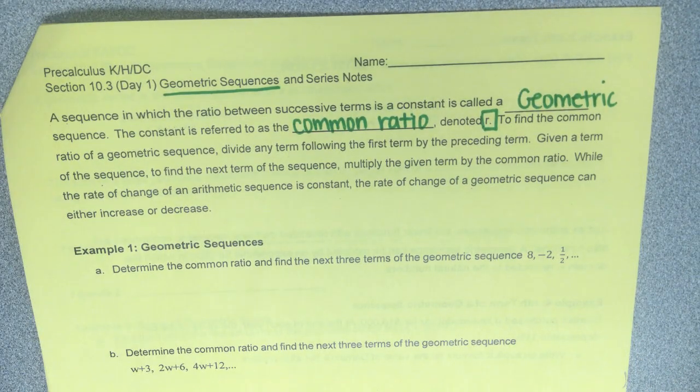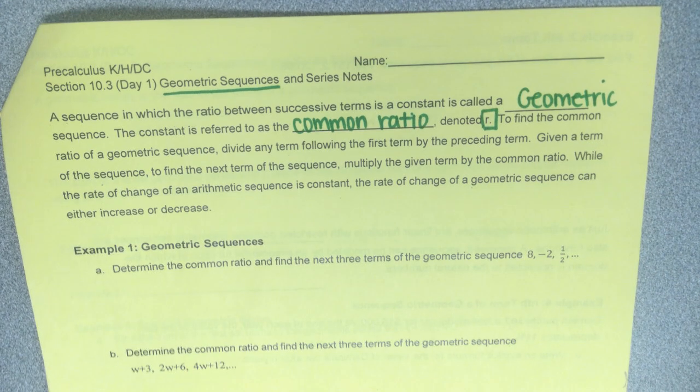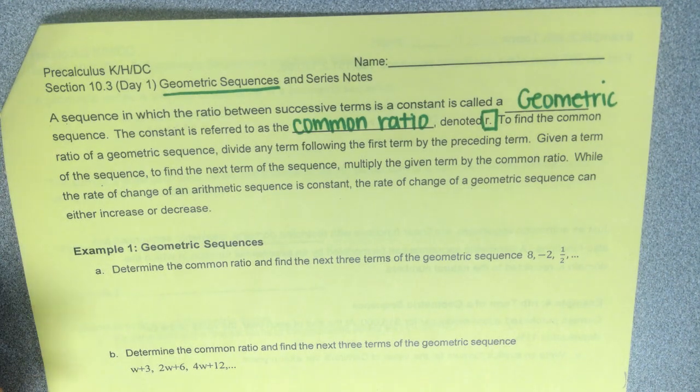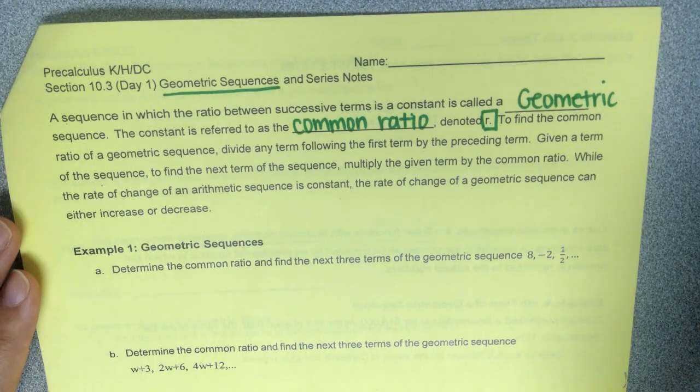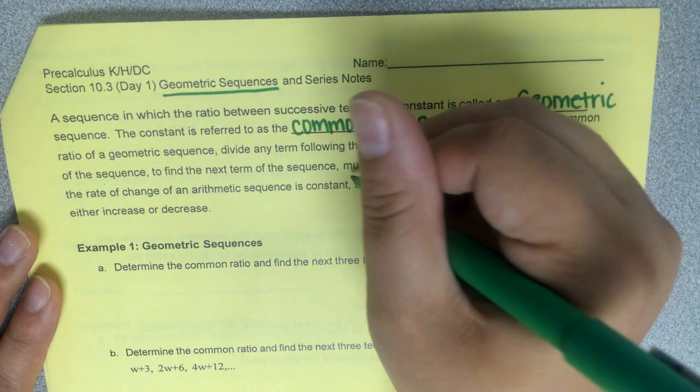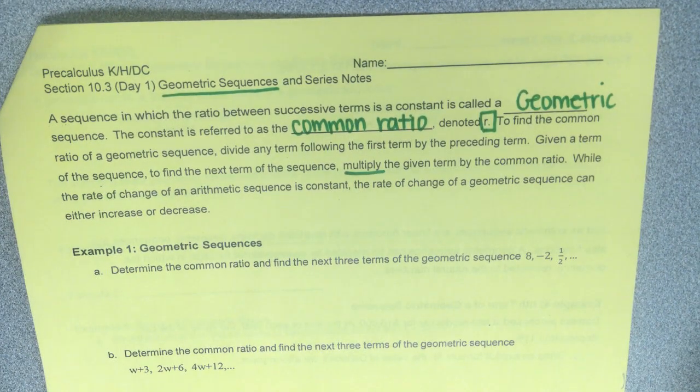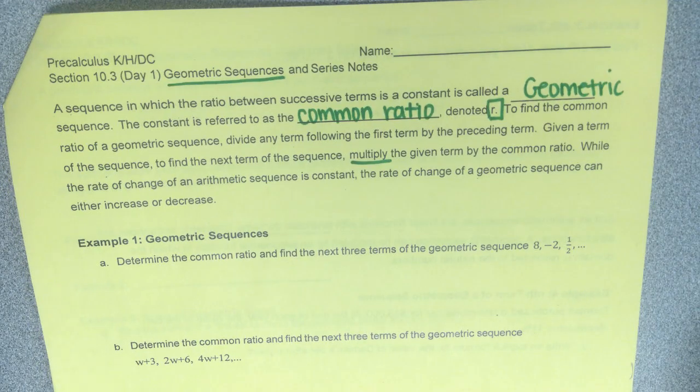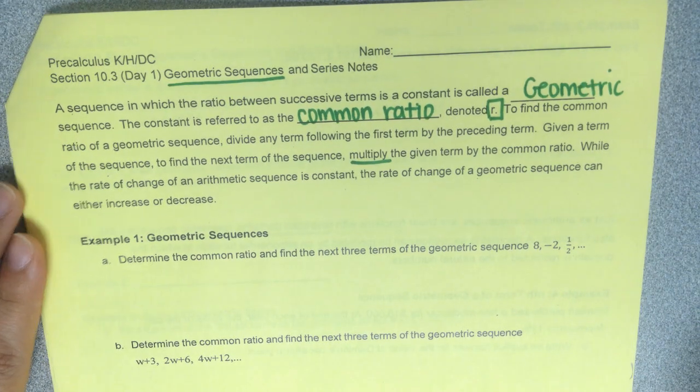And we denote this using the letter R. So with arithmetic sequences, we were adding or subtracting, and we called that the common difference, D. With geometric sequences, we are doing what? Dividing. Or not dividing, but multiplying. We are going to be multiplying. If it is dividing, then I still want you to multiply by a fraction. Does that make sense? Okay.